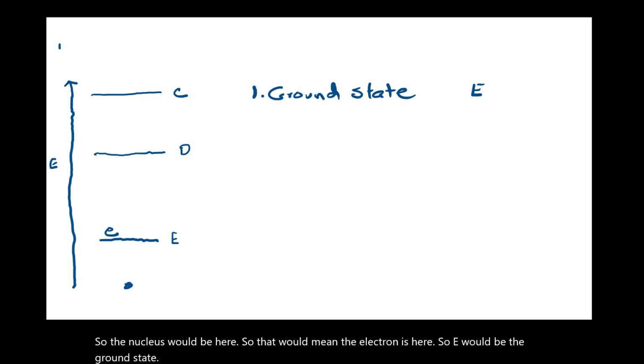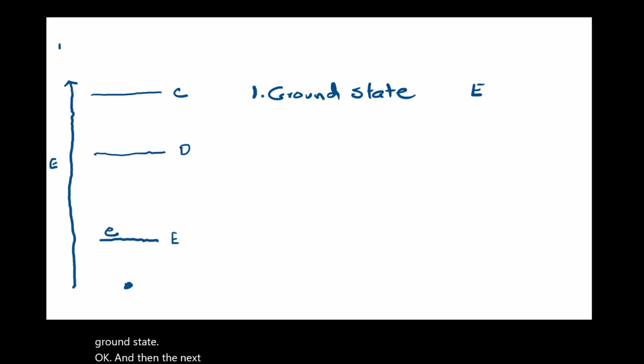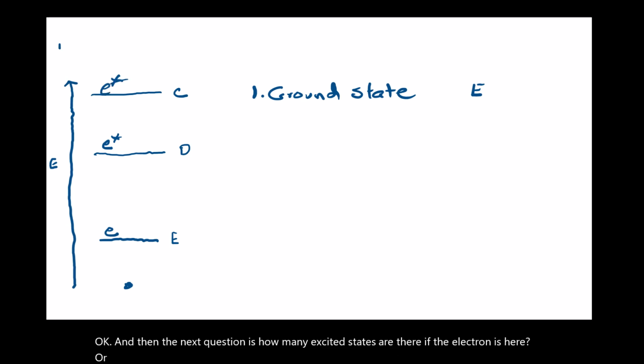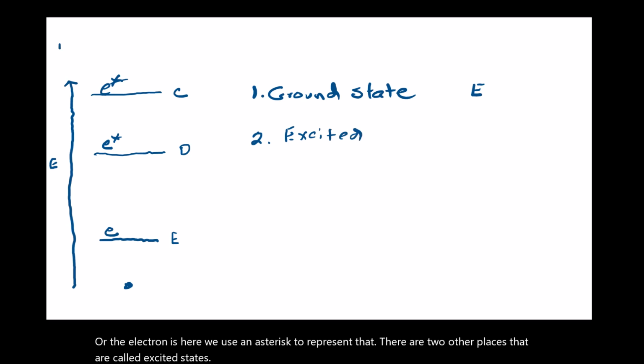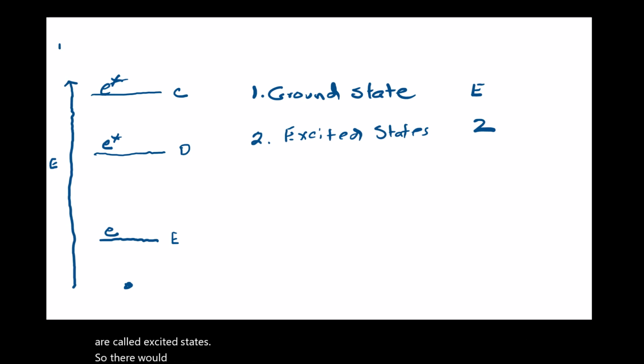Okay, and then the next question is, how many excited states are there? Well, if the electron is here, or the electron is here, we use an asterisk to represent that, there are two other places that are called excited states. So there would be two, D and C.